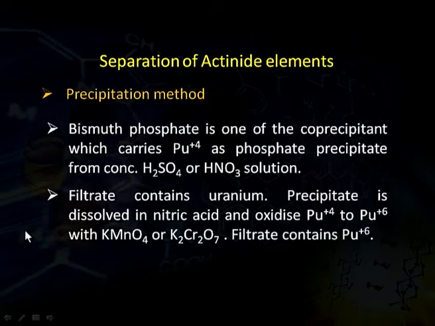In fact, this potassium permanganate or potassium dichromate in presence of an acid like nitric acid or sulfuric acid functions as an oxidizing agent. So, it easily oxidizes plutonium +4 to plutonium +6. The filtrate contains plutonium +6.